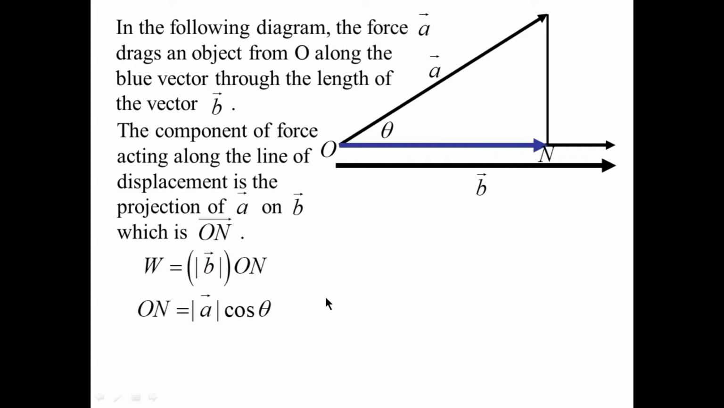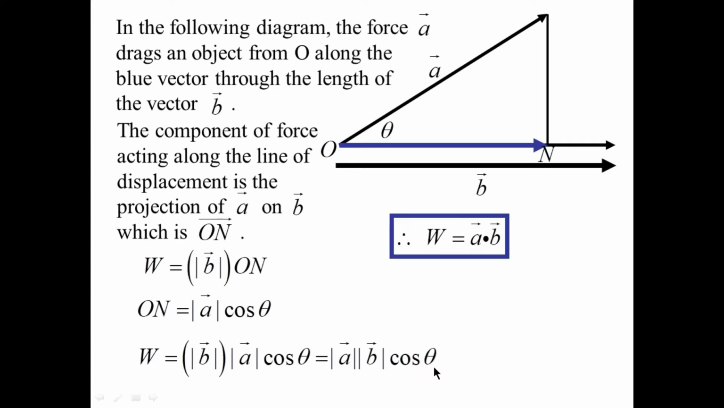And so if we combine these two statements, we can see that ON is magnitude of A cos theta. Let's just sub that into the W expression, and I just turn magnitude of A and magnitude of B around. And we recognize something here. Length times cos is work done. But that's a cross product. I'm sorry, that's a dot product, isn't it? The work is a dot product.